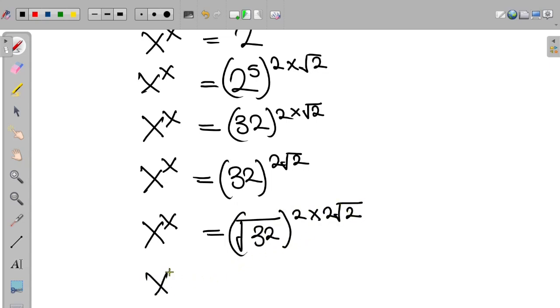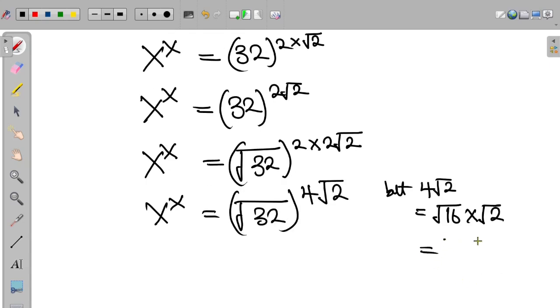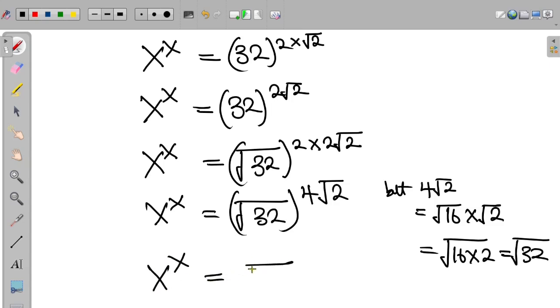So therefore, x to the power of x is equal to root 32 to the power of 4 root 2. But we know that 4 root 2 is equal to root 16 times root 2. And this can be expressed as root 16 times 2, which is equal to root 32. Now, we have it that x to the power of x is equal to root 32 raised to the power of root 32.